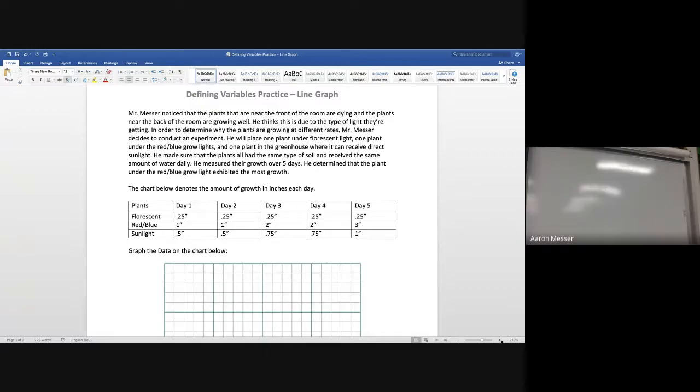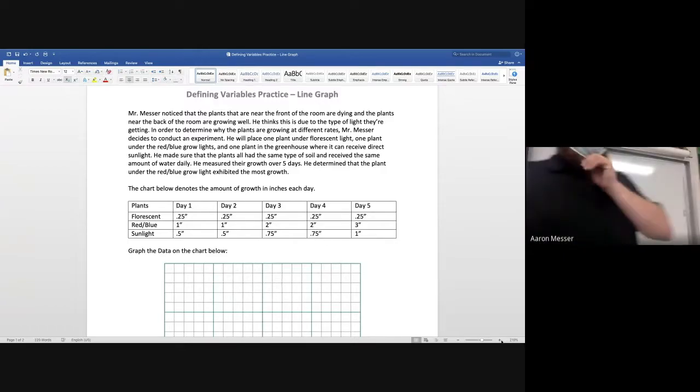The plant that was under the red-blue grow light grew 1 inch the first day, grew 1 inch the second day, grew 2 inches the third day, grew 2 inches the fourth day, and grew 3 inches the fifth day. And the plant that was under the sunlight in the greenhouse grew 1/2 inch a couple of days, 3/4 of an inch the next couple of days, and 1 inch the next day.